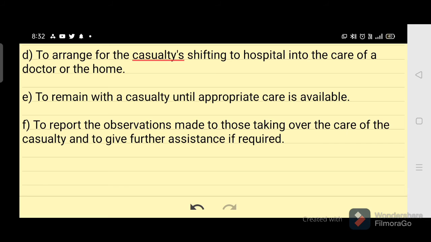Then the last point is to report the observation made to those taking over the care of the casualty and to give further assistance if required. That means when the doctor and the medical help arrives, the teacher should tell them all the observations she made, that is how this happened, what might have happened, how this injury occurred, whether it is due to a burn, whether it is due to electric shock, whether it is due to a bite of an animal or insect. This knowledge will be very helpful for the doctors to treat the patient and the teacher should also give any other assistance needed for the child.